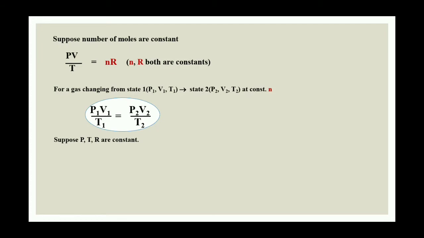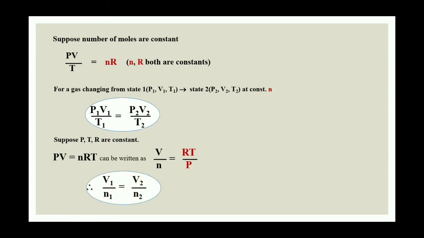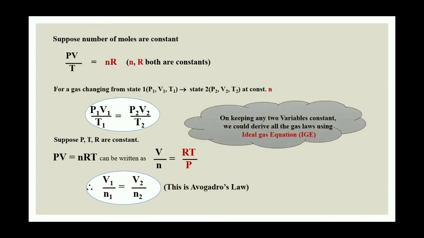Suppose you keep P, T and R constant, then the equation PV = nRT you can write as V/n = RT/P, isn't it? If you make T and P constant, you will get the equation V1/n1 = V2/n2. You have seen this equation somewhere else. Where? Yes, it is Avogadro's law. So from this ideal gas equation, if you keep any two variables constant, you can derive all gas laws.